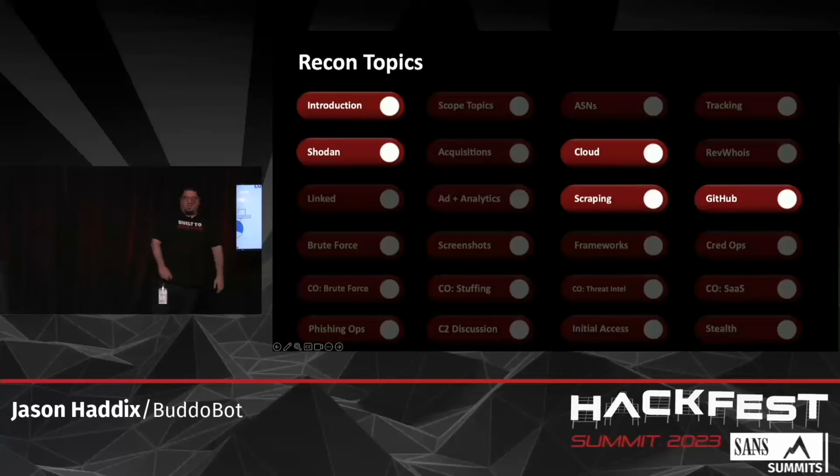Here's what we're going to cover today. We're going to cover Shodan, cloud enumeration, which Ben talked about a little bit. We're going to cover scraping for subdomains, and we're going to cover GitHub reconnaissance.